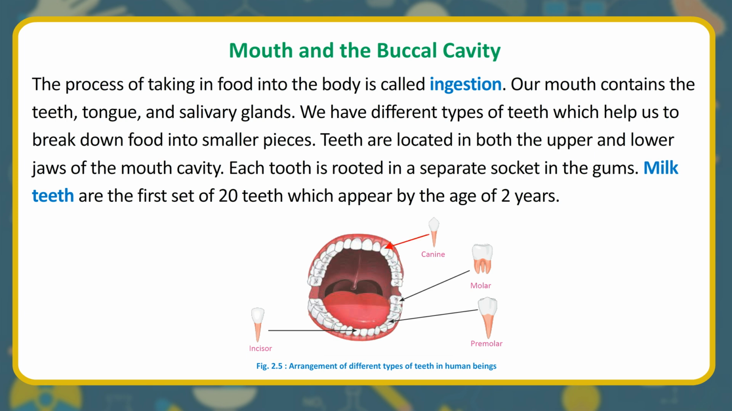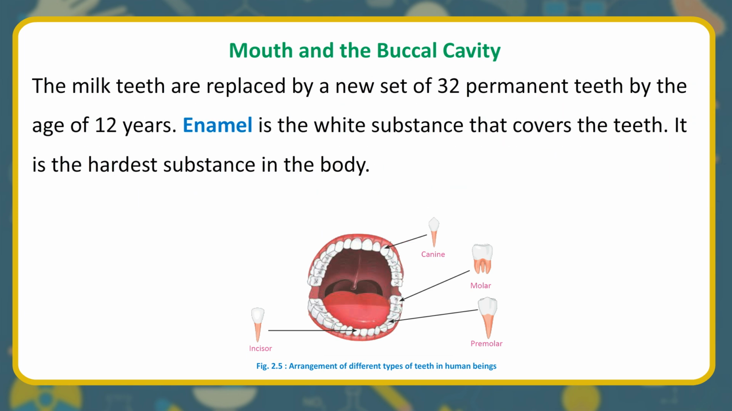Milk teeth are the first set of 20 teeth which appear by the age of 2 years. The milk teeth are replaced by a new set of 32 permanent teeth by the age of 12 years. Enamel is the white substance that covers the teeth. It is the hardest substance in the body.